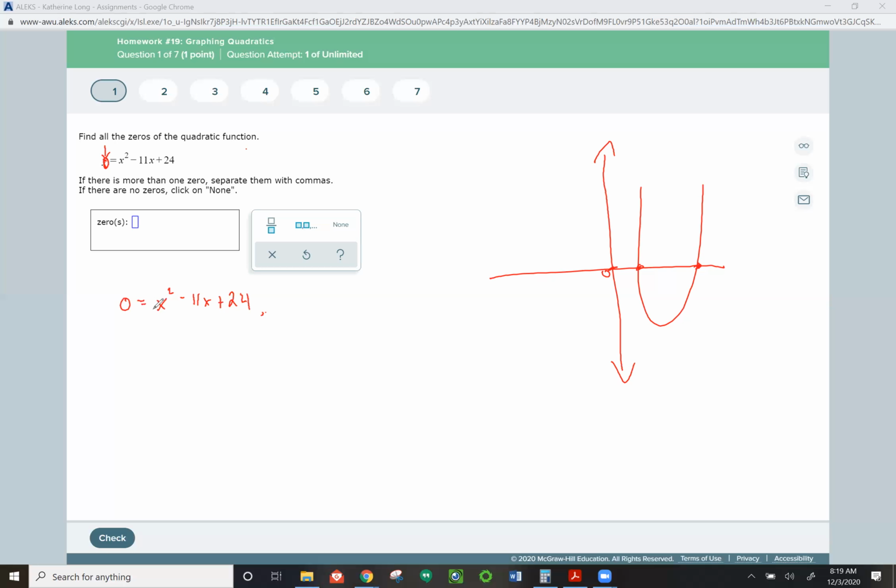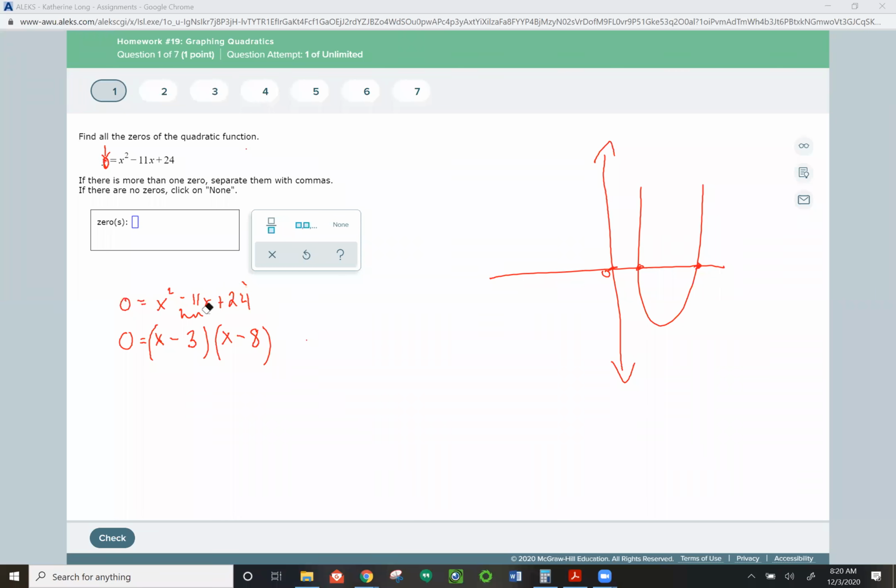So since I have a leading coefficient of 1, correct? I know that this trinomial will factor into 2 binomials, okay? And so they both will start with x. And I need 2 numbers that multiply together to give me positive 24 and add together to give me negative 11. So since they multiply together to give me a positive number and add together to give me a negative, I know they'll both be negative, and my numbers will be -3 and -8. Okay, if you want to check that, -3 times -8 is 24. -3 plus -8 is -11.